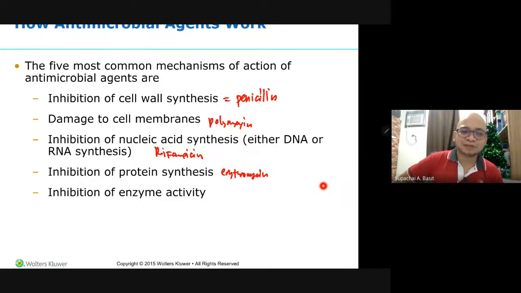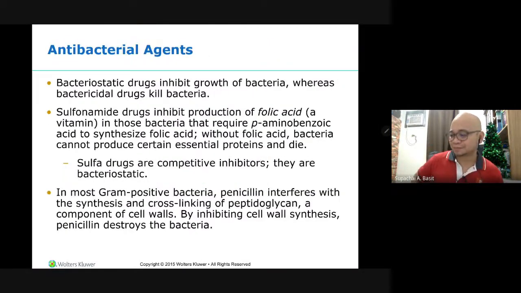Okay, so for example, the combination of sulfamethoxazole can actually inhibit enzyme activity. So these are some of the actions of antibiotics.